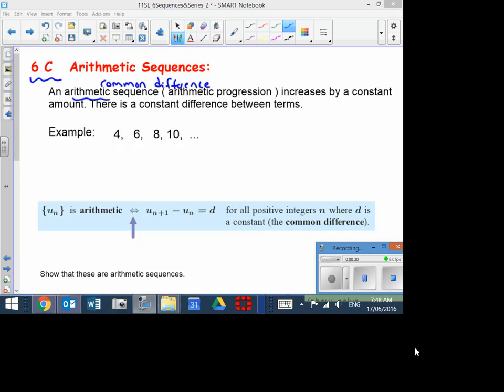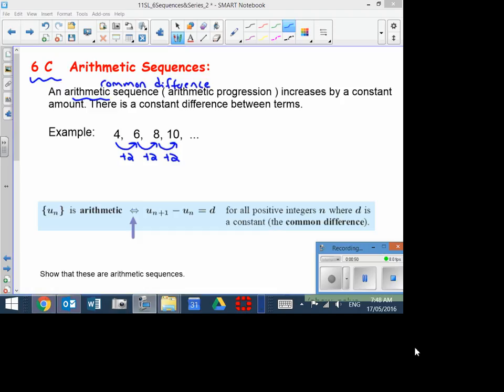So if we look at our example of 4, 6, 8, 10, we'll notice that from 4 to 6, we add 2. From 6 to 8, we add 2. So we already can tell that we have a common difference of positive 2 as we move from one term to the next. However, if we wanted to prove that, we just would kind of work our way backwards.